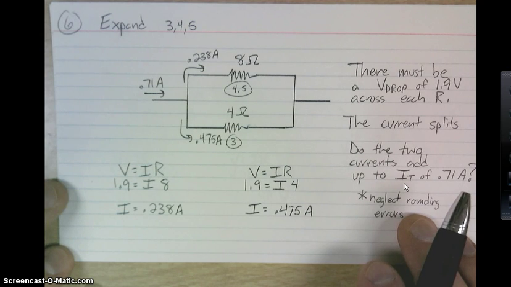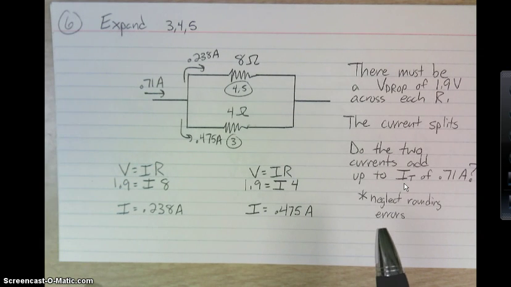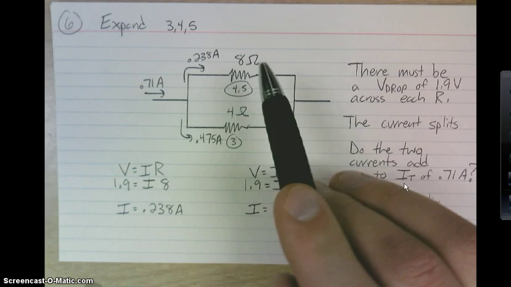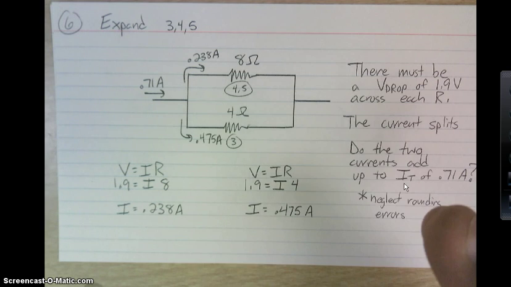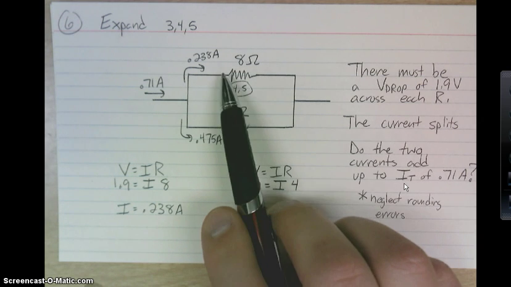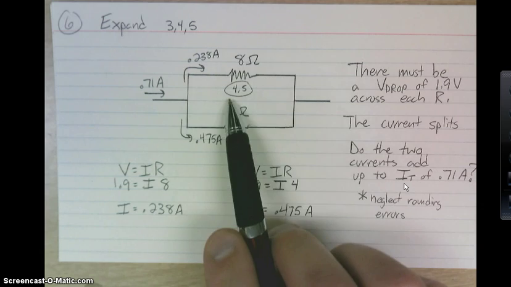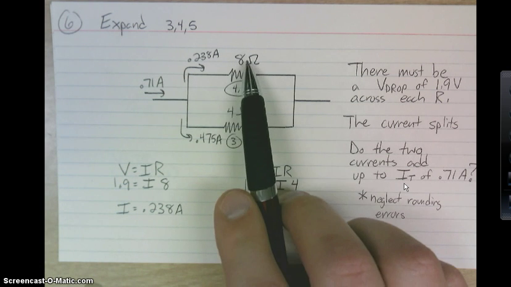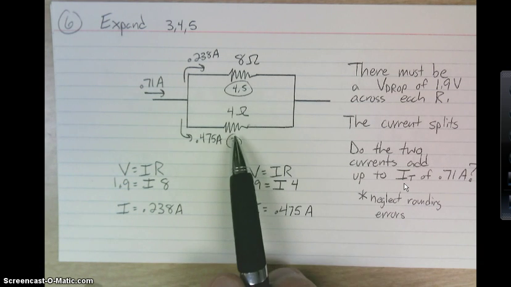Okay, so now if we're just looking at the section that was originally in parallel, we've got the 8 ohm resistor that was made up of the 6 and the 2 ohm resistor in series, so it's written as 4 and 5 there with the 8 ohms. And then the other one was the 4 ohm.